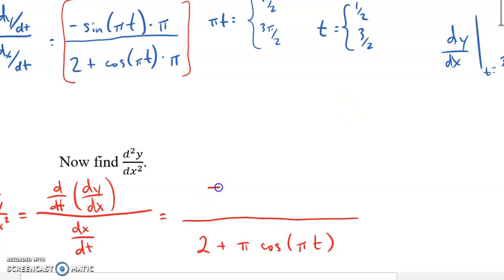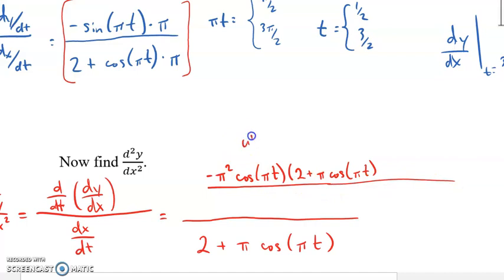So the quotient rule gives us this fraction where it's u prime v minus u v prime all over v squared, right? So on top, we're going to take the derivative of the top. So that'll give us a negative pi, which we already started off with, but also another pi that we're going to get from the chain rule, times the cosine of pi t. That's u prime. And then v is 2 plus cosine pi t times pi.